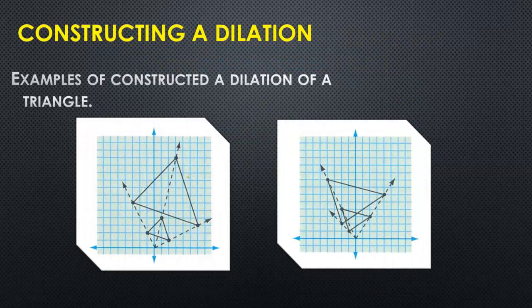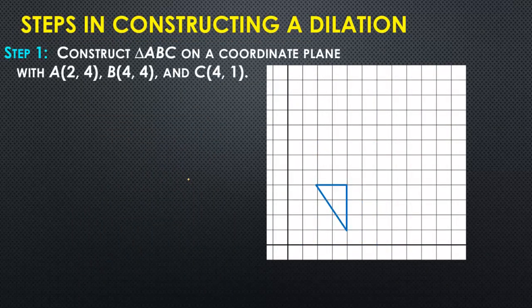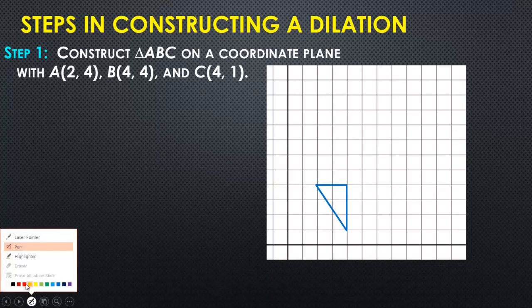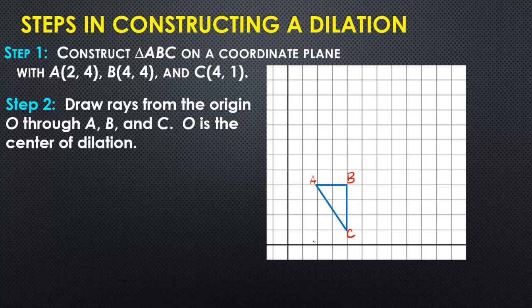All right, as far as constructing a dilation goes, it's really easy if the center is at the origin. So we construct a triangle on the coordinate plane with A at 2, 4. So let's go ahead and label these. This is A. B is at 4, 4, which is right here. And C is at 4, 1. All right, so the second step is to draw rays from the origin, which is right here, through A, B, and C. Okay, O is the center of dilation.